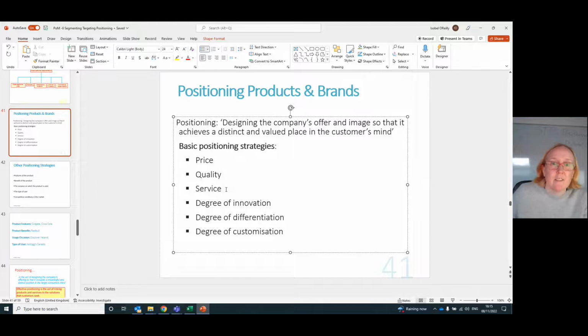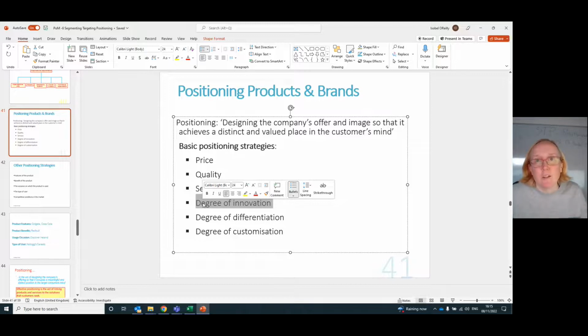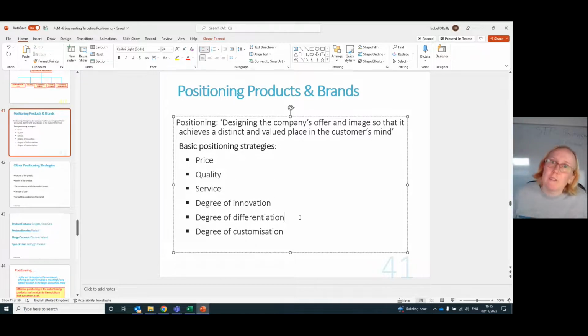Service excellence, degree of innovation. So Apple, this is their positioning strategy, is degree of innovation. They are positioning themselves and their products as the most innovative on the market. They are the ones coming up with the new slick designs and extra features and so on. Degree of differentiation, so offering the choice to the customers, or customization, that individualized approach, and so on.